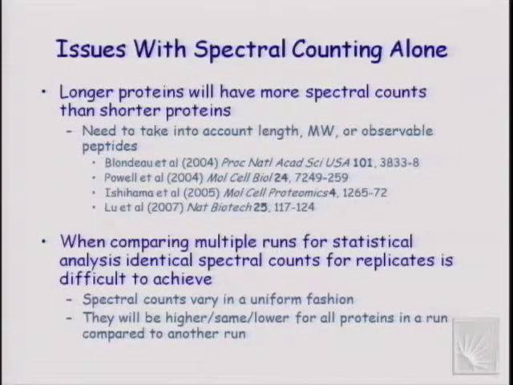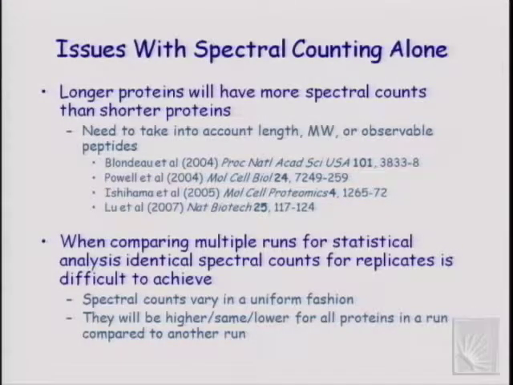Now, people in the field have noticed, and we're not unique in this, that longer proteins have a tendency to have more spectral counts than shorter proteins. And there's been a number of publications on this in the past. So you have to take into account the length, molecular weight, or some people like to use observable peptides. We don't use the observable peptides because we oftentimes use enzymes other than trypsin for doing certain types of studies.